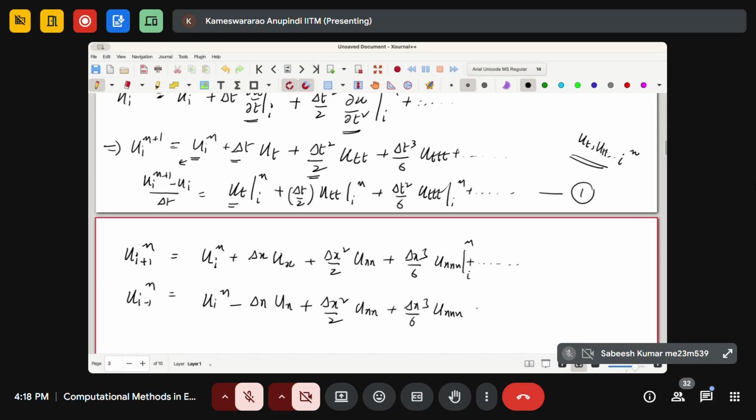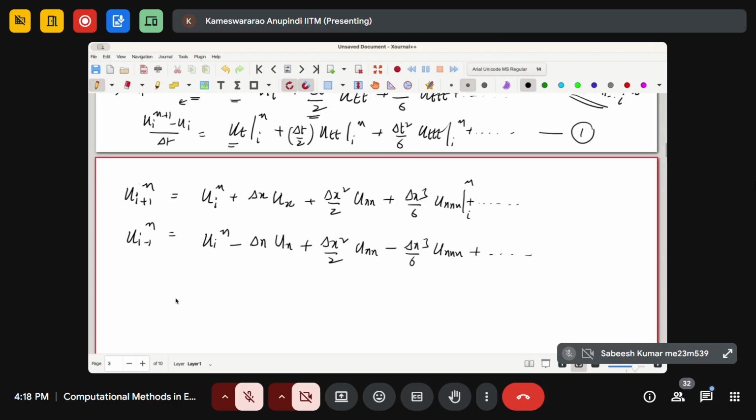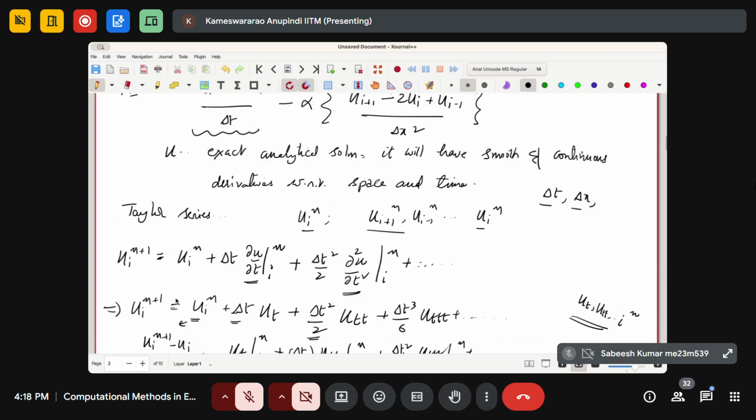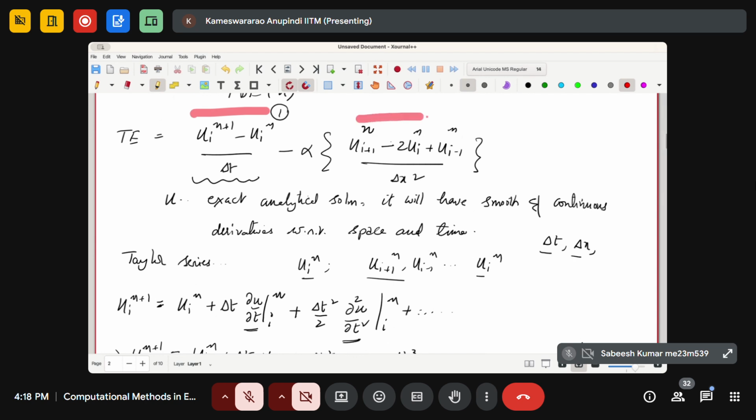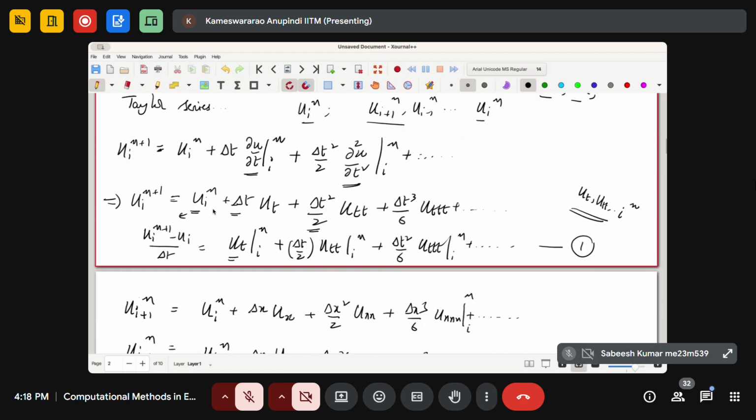x, and then plus, sorry, this will be a minus here again, and this will be a plus and so on. Okay, that's what we have. Now in order to obtain this second term that we have, that is u_{i+1} minus 2 u_i plus u_{i-1}, I'm going to simply add the two equations we have.